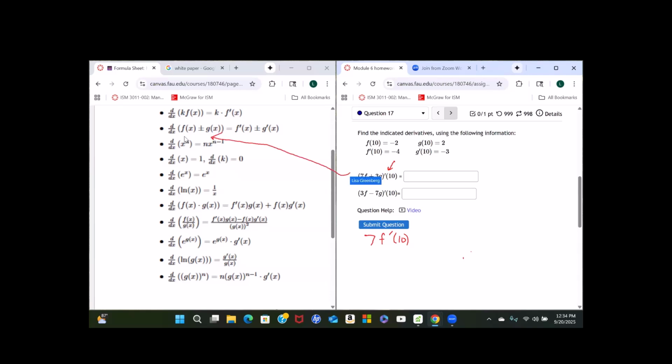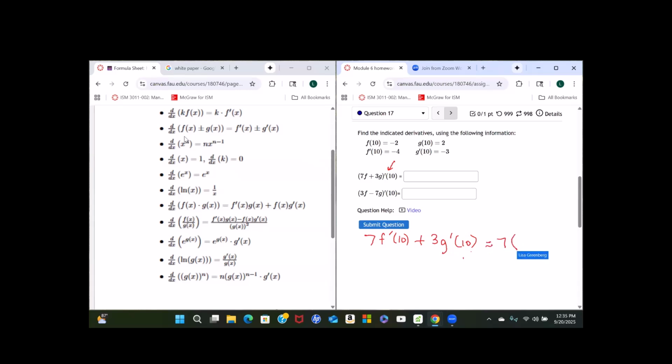What happened to the 3? I haven't gotten to it yet. And then you do plus 3g of 10, I'm sorry, plus 3g prime of 10. Nothing disappears, except for constants, which become 0. But nothing else should disappear. I see it. Good. Now this equals what?